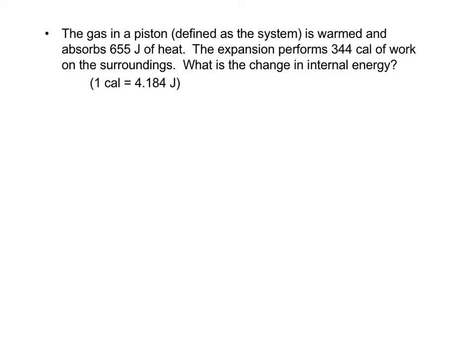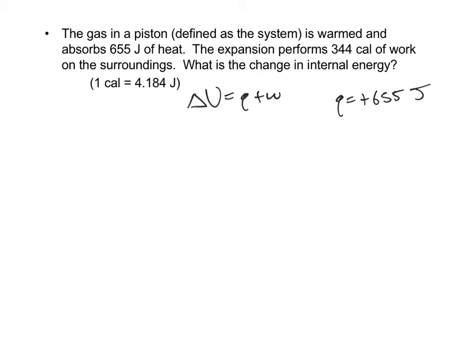We know that delta U is equal to Q plus W. If we consider the heat first, we're told that the gas is warmed and it absorbs 655 joules of heat. So in that case, the heat, Q, is going to be positive 655 joules. If we were told that the gas was cooled or that the gas released heat, then we would know that Q was negative. In this case, because it's absorbing the heat, Q is going to be positive.